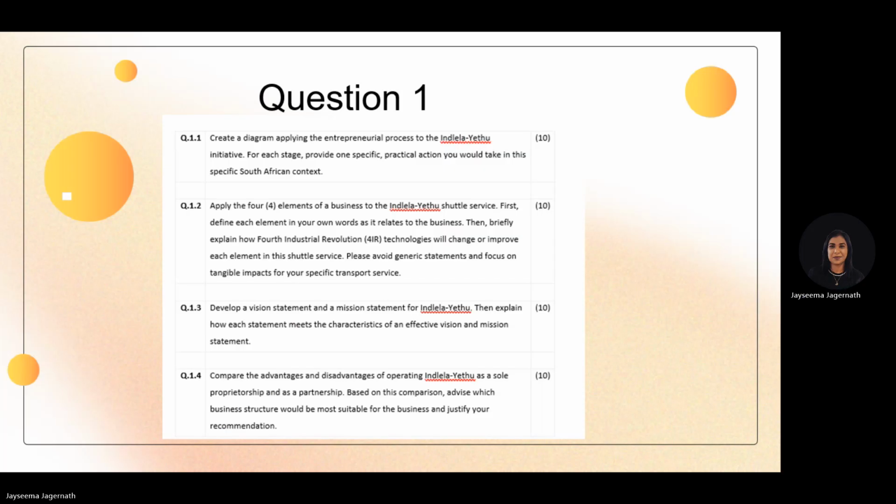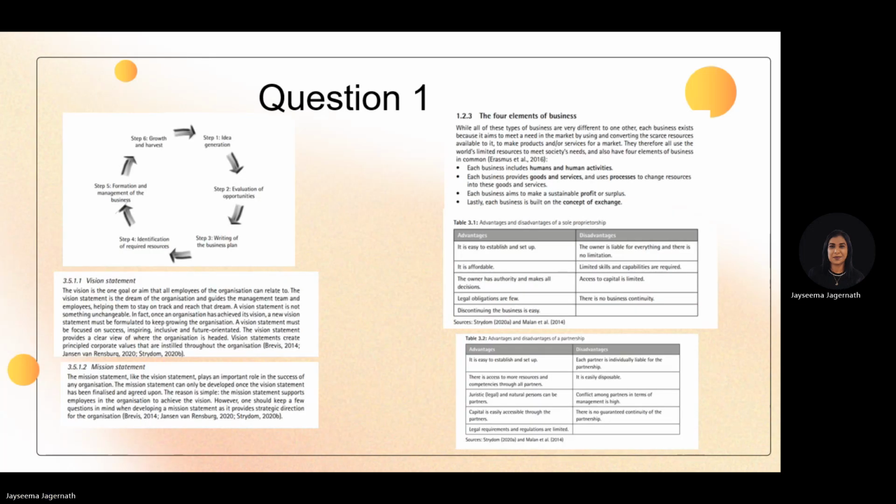1.4 is compare the advantages and disadvantages of operating in Learner Year 2 as a sole proprietorship and as a partnership. Based on the comparison, advise which business structure would be most suitable for the business and justify your recommendation. First, you're going to please read over Learning Unit 3.